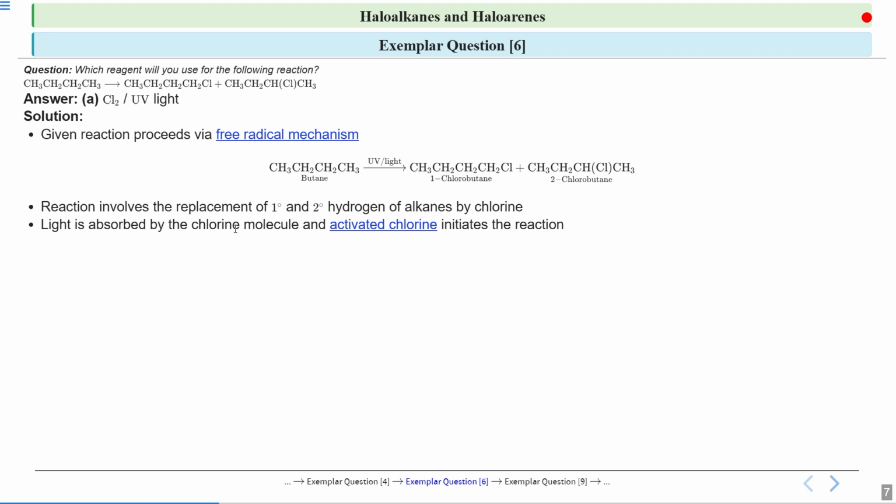Light is absorbed by the chlorine molecule, and the activated chlorine initiates the reaction. So we need UV light for this reaction to happen. Why? Because the light is absorbed by the chlorine molecule, the halogen molecule, and the chlorine molecule gets activated and initiates the reaction.